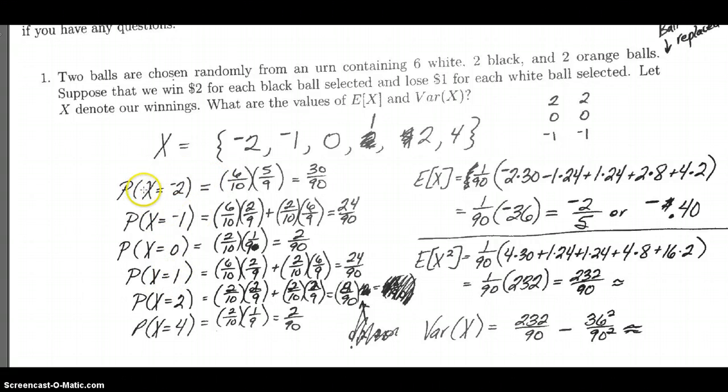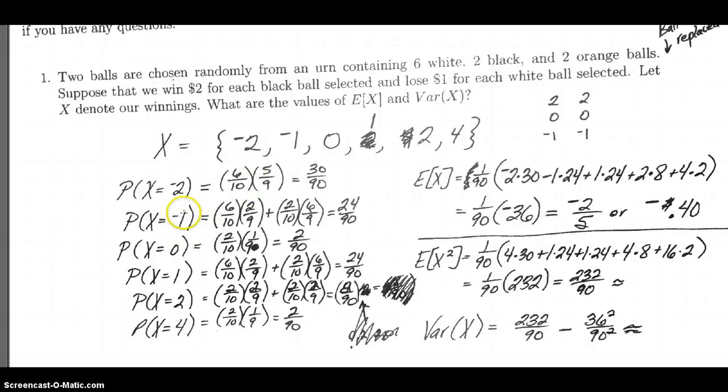So let's take one, for example, x equals -2. The only way we would lose $2 is if we drew a white each time. So drawing a white the first time is a 6 in 10 chance. Then there's only 9 balls left, 5 of which are white, so 5/9, multiply it out to get 30/90. Another thing we could do is we could choose 6 choose 2 over 10 choose 2. Either way should work out fine.